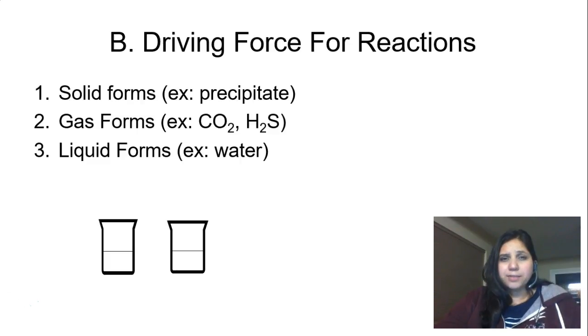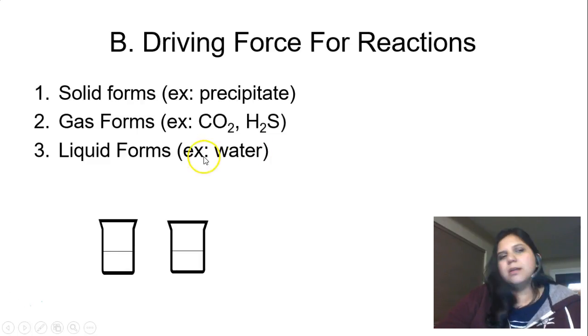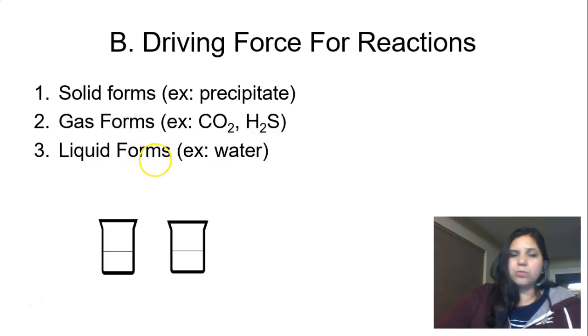Okay, there are three driving forces for reactions to happen in things like a double replacement reaction or even a single replacement reaction. One is that a solid forms, for example, a precipitate forming. Another is a gas forming, like carbon dioxide or hydrogen sulfide gas, or maybe even one of the diatomic elements like bromine, iodine, or chlorine. And then the last one is liquid forming. So an example of that would be an acid-base reaction where one of the products is water.